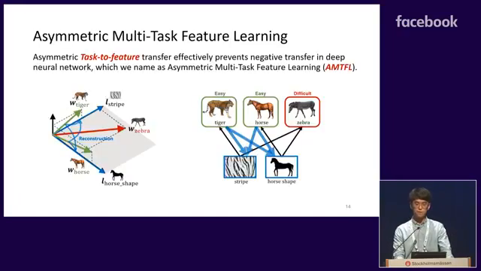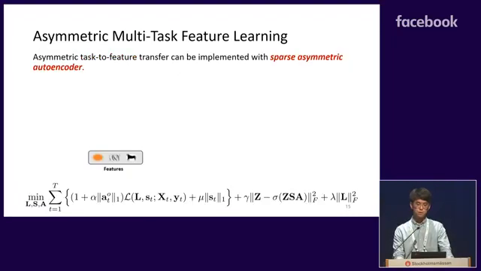And since we have extracted features with easy tasks, the features are protected from the negative transfers from the difficult tasks. And such a way of asymmetric task-to-feature transfer can be implemented with an autoencoder, which is sparse and asymmetric. Let's look at it one by one with the formula.